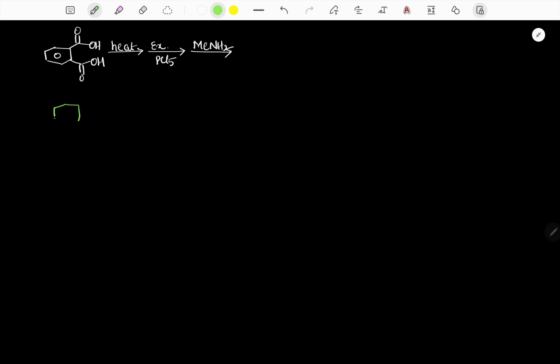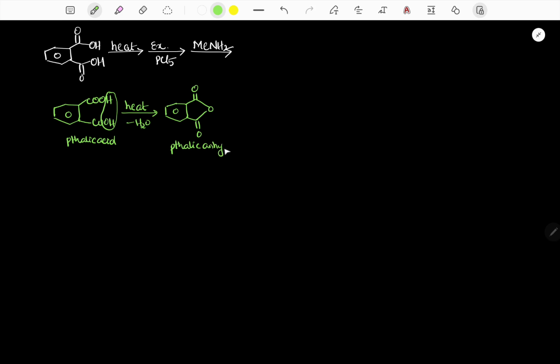The reactant is phthalic acid. When it is heated, it undergoes dehydration and forms the corresponding phthalic anhydride. So this product is phthalic anhydride.